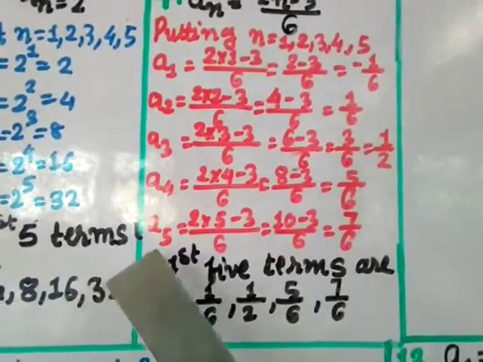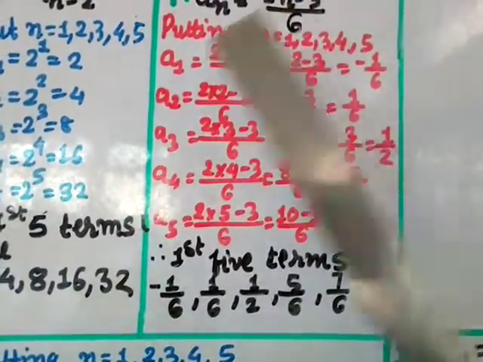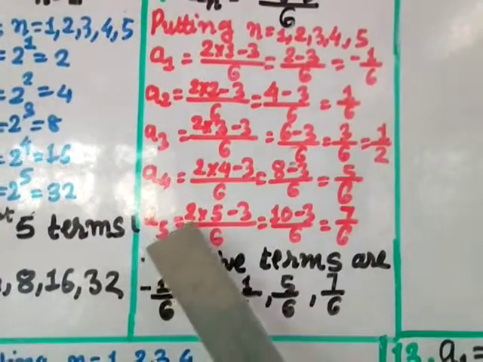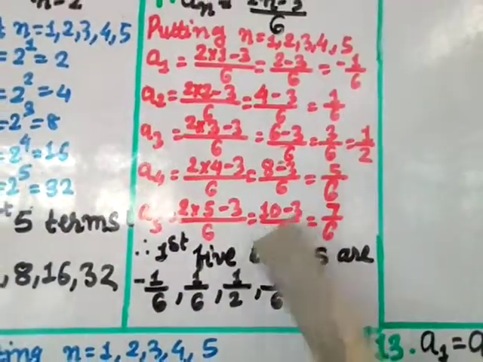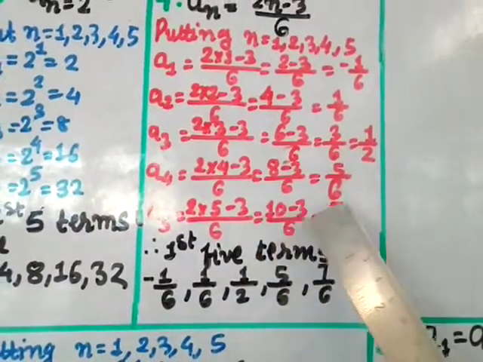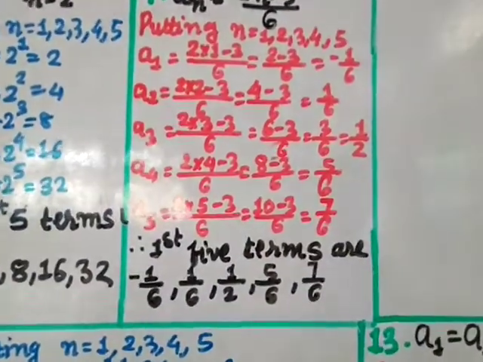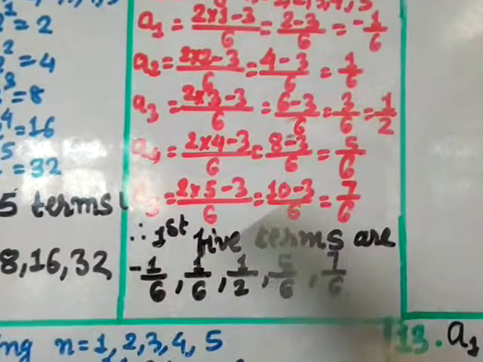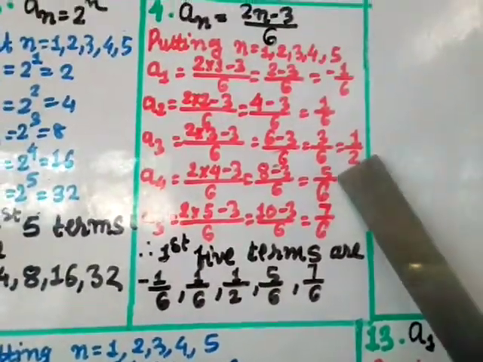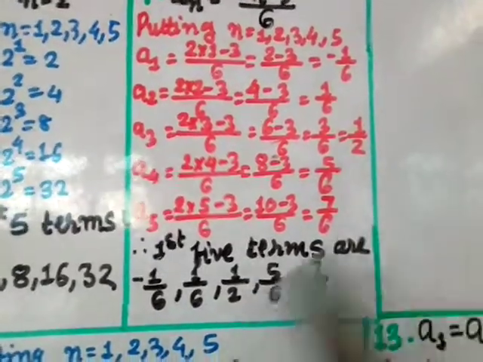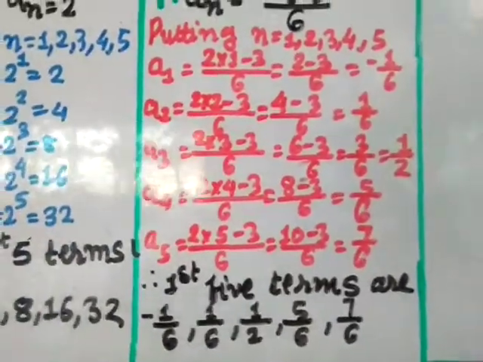Now put 5. So a5 equal to, here you have to place n equal to 5. So (2 into 5 minus 3) by 6. 2 into 5 is 10 minus 3 divided by 6. 10 minus 3 is 7 by 6. So the first 5 terms are minus 1 by 6, 1 by 6, 1 by 2, 5 by 6 and 7 by 6. Okay, so these are the first 5 terms.